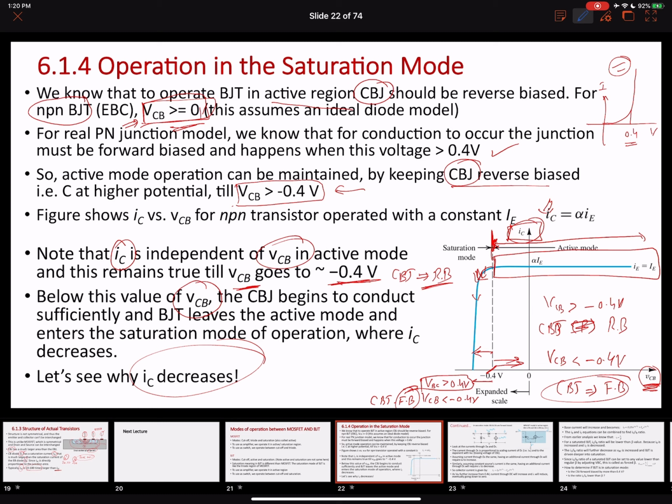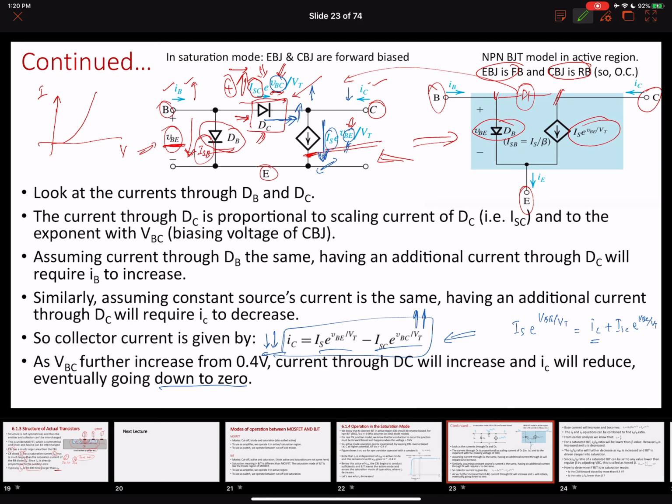As your VCB falls below minus 0.4 over here, the collector current starts to decrease. And as the value of this VCB keeps decreasing from this point onwards, the collector current value is decreasing till it becomes 0. And why is that happening? Because the current that is flowing through this diode DC is increasing, so the total value of the collector current is decreasing.